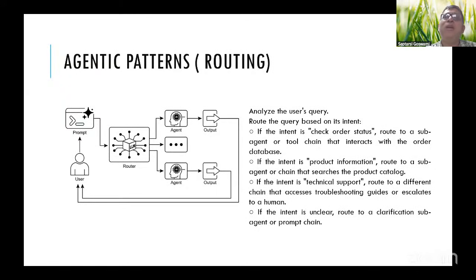If the intent is check order status, route to a sub agent or a tool or a tool chain that interacts with the order database. If the intent is product information, route to a sub agent or chain that searches the product data. And if the intent is technical support, then route to a different chain. So you have multiple agents who are specialized in different things, right? And you are using a router to choose them.